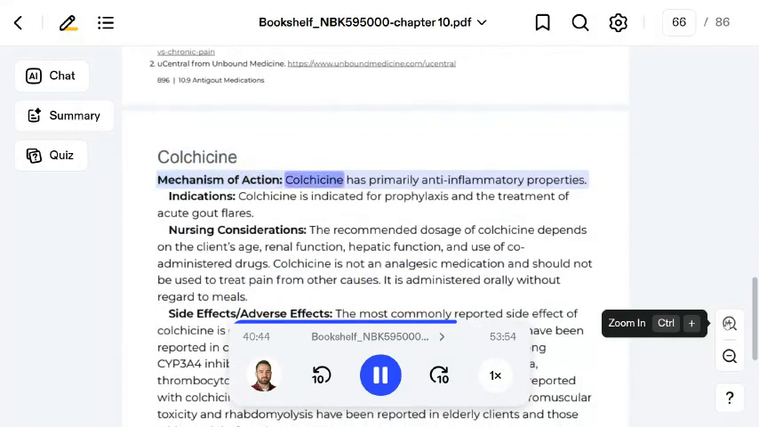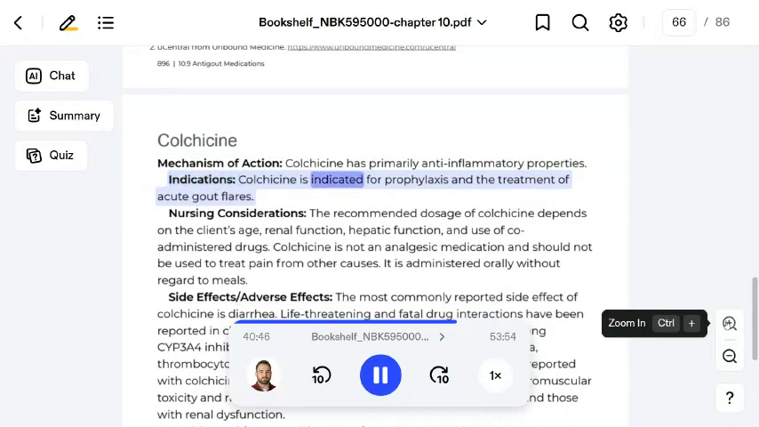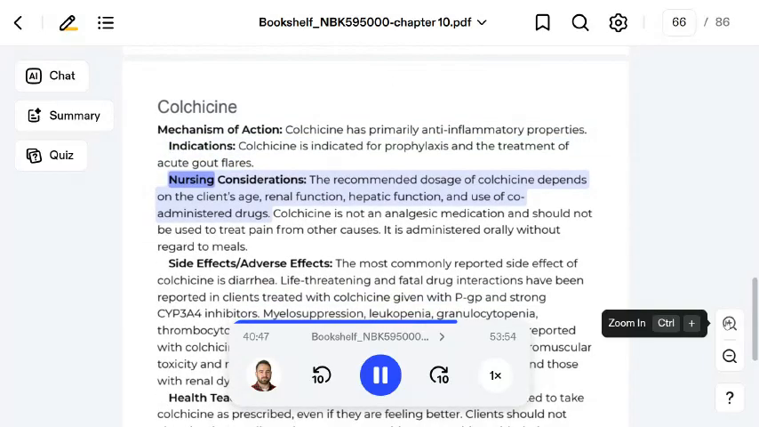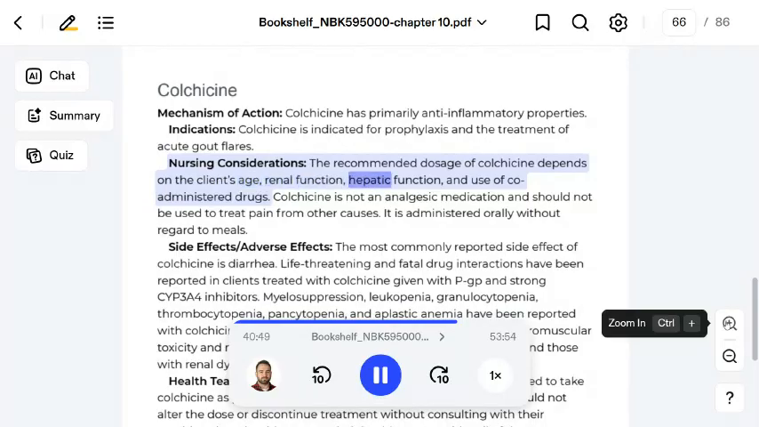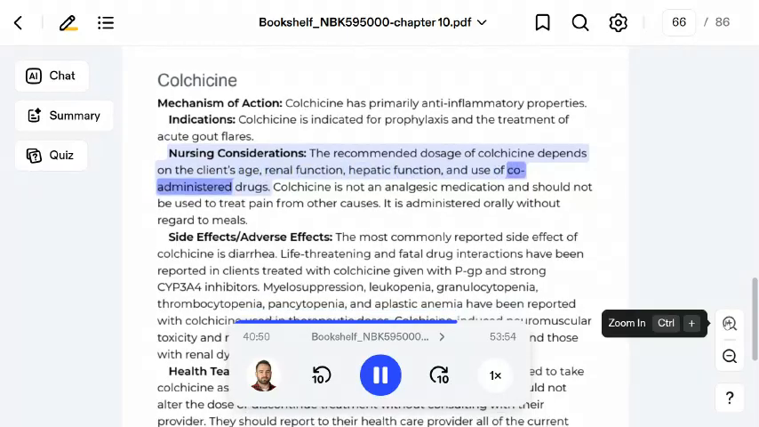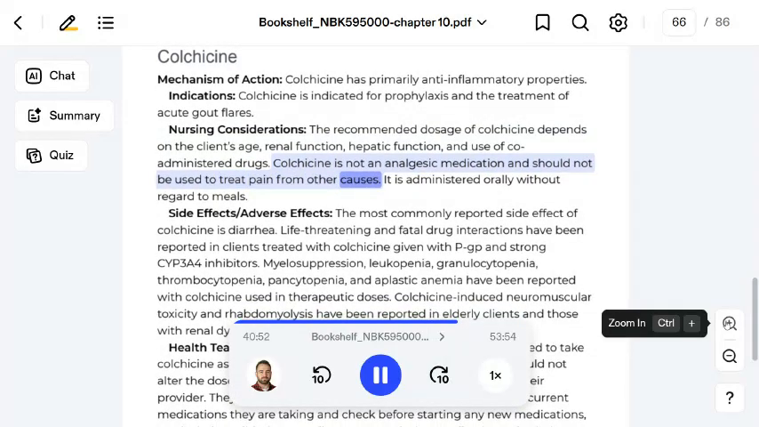Mechanism of action: colchicine has primarily anti-inflammatory properties. Indications: colchicine is indicated for prophylaxis and the treatment of acute gout flares. Nursing considerations: the recommended dosage of colchicine depends on the client's age, renal function, hepatic function, and use of co-administered drugs. Colchicine is not an analgesic medication and should not be used to treat pain from other causes.